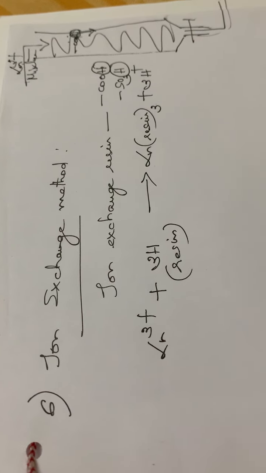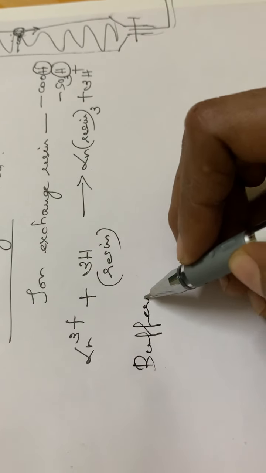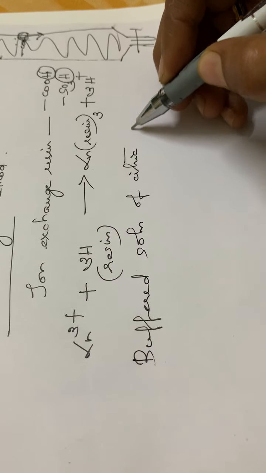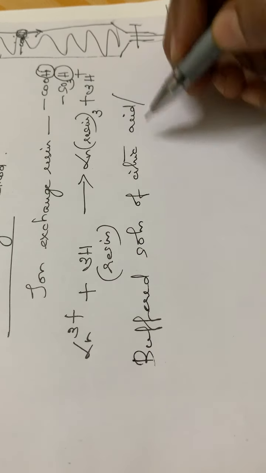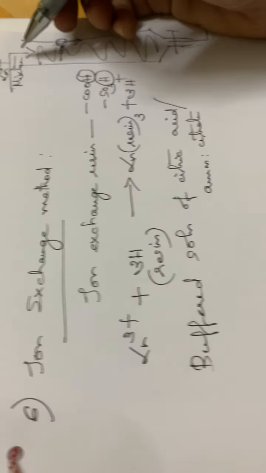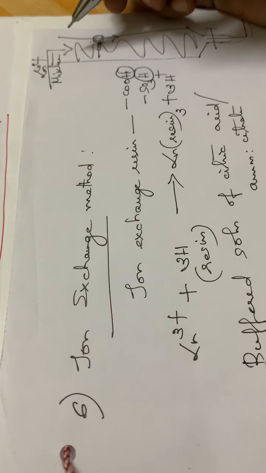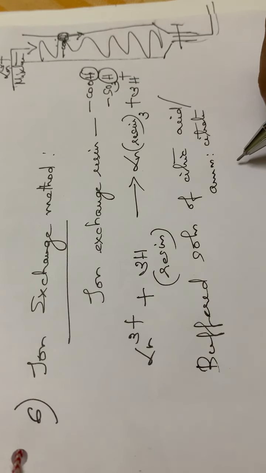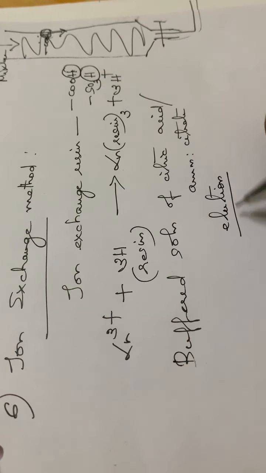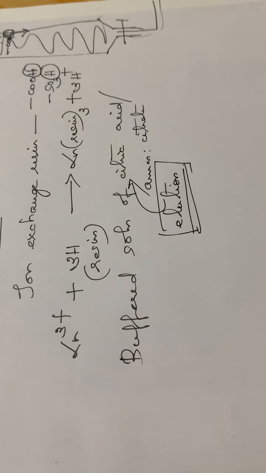Then you have to add a buffered solution of citric acid or ammonium citrate. From the top of the column, we have to add a buffered solution of citric acid or ammonium citrate. This solution is used for elution. The process is called elution, so for elution we are using this particular solution, citric acid or ammonium citrate solution.